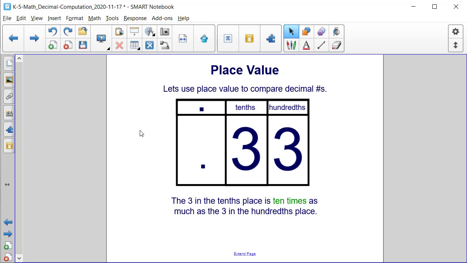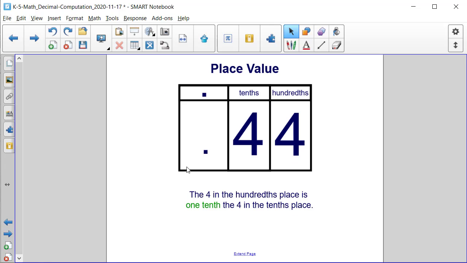Let's use place value to compare decimal numbers. Here we have 33 hundredths. The 3 in the tenths place is 10 times as much as the 3 in the hundredths place. Similarly, with 44 hundredths, the 4 in the hundredths place is 1/10th the value of the 4 in the tenths place.